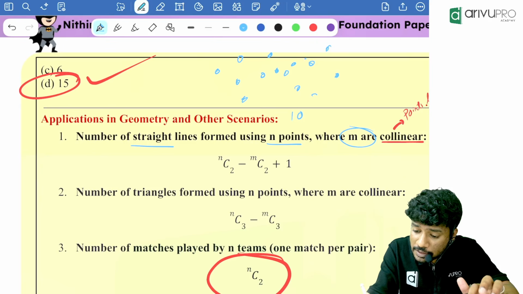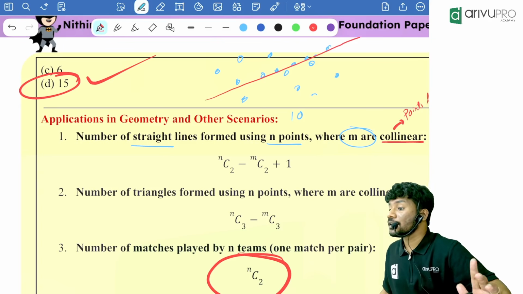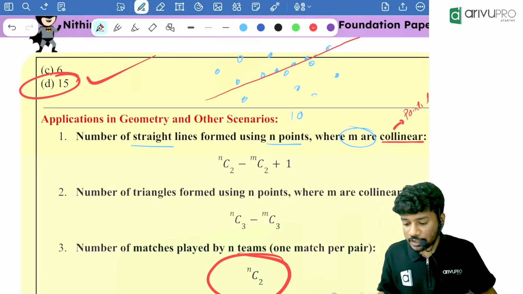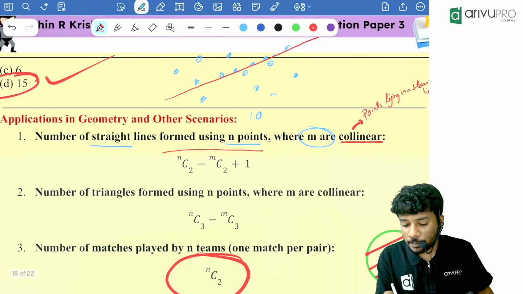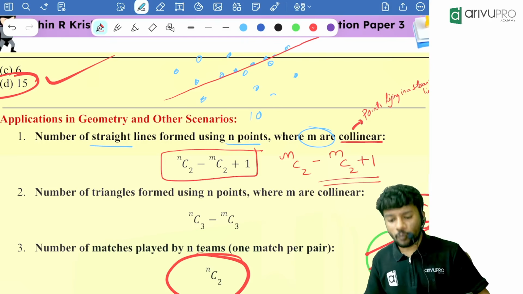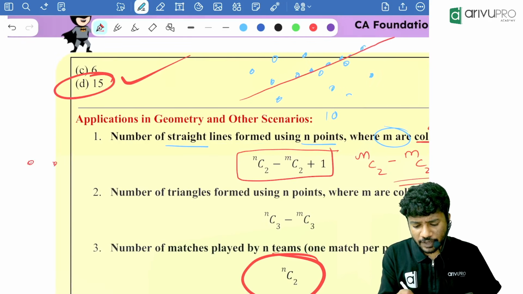For example, I'll show this way. If I draw a line over here with these points, all these points are lying in a straight line. Are you getting my point? If m points are collinear, then the formula for finding the number of straight lines is nC2 minus mC2 plus 1. Make a note of it. Why nC2? Because, for example, if there are 5 points, these are the 5 points which are randomly there.